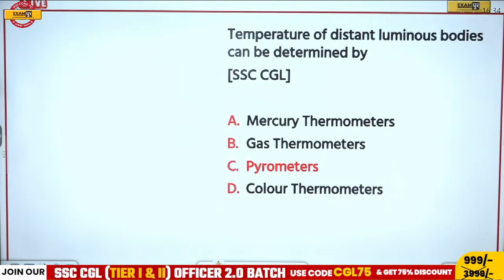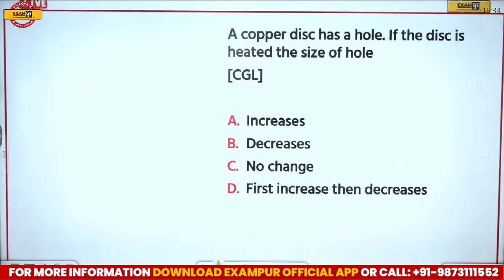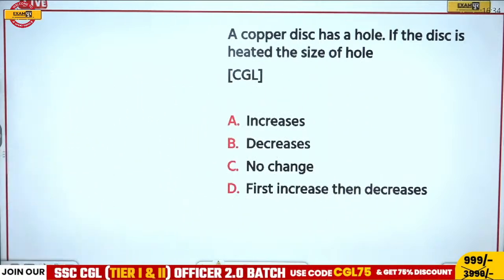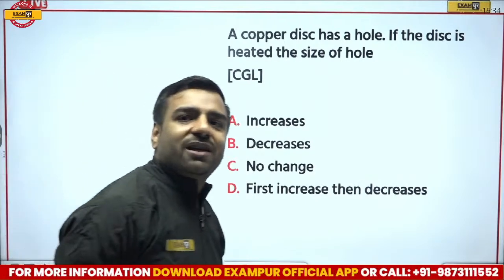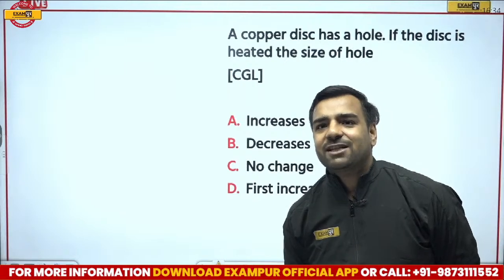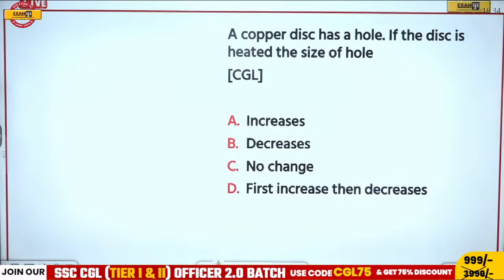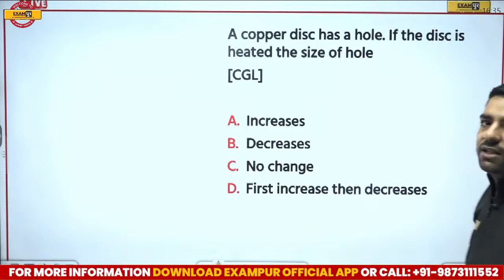Okay. So next we have, a copper disc has a hole. If the disc is heated, the size of the hole will increase, decrease, no change, or first increase then decrease. So what is the correct answer over here? Okay, fine. Yeah, Vikram, you were correct. Great. Awesome. So here, next question please. A copper disc has a hole. If the disc is heated, the size of the hole will increase, it will decrease, it will not change, or first increase and decrease.